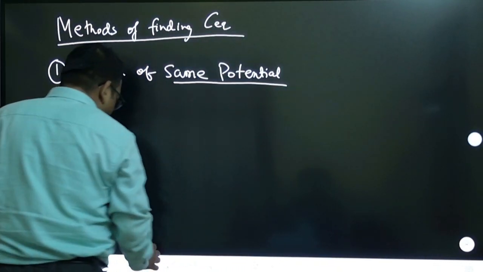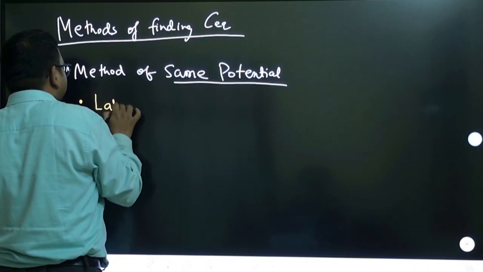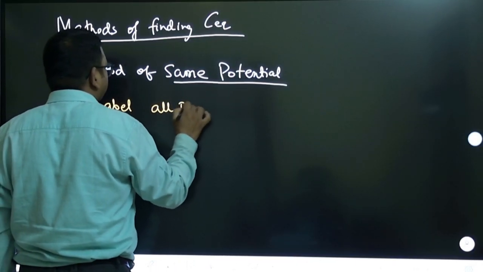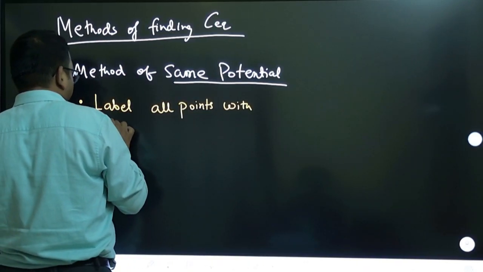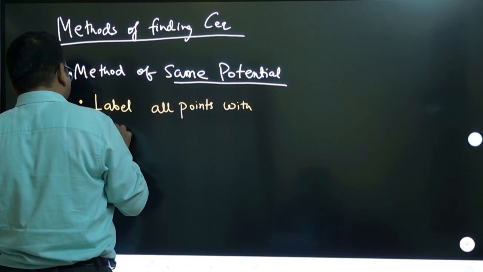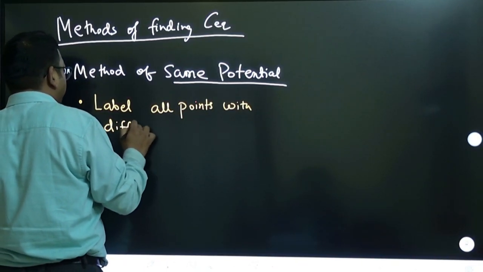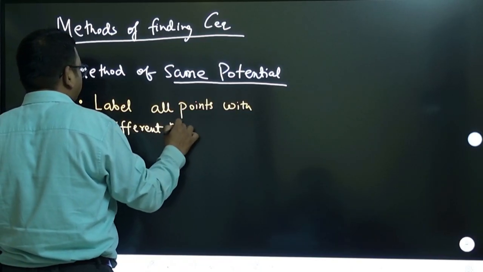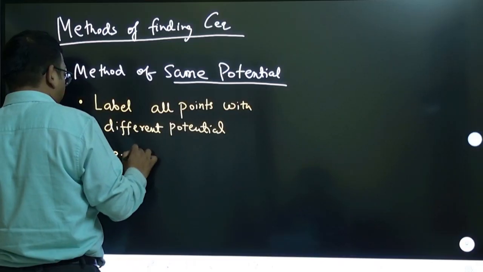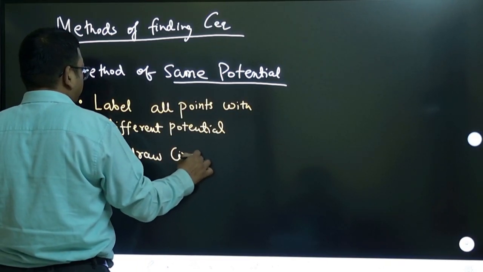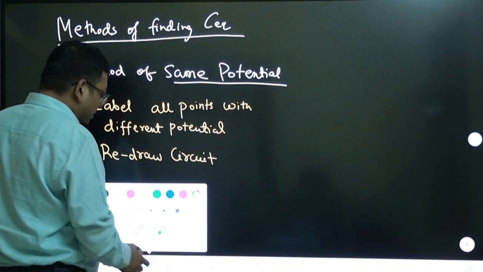So let us try to understand with this example. What you need to do is label all points with some symbols, with different potential, and redraw the circuit. So if you do these two steps, the circuit will become simple series and parallel. I'll give a very simple example.